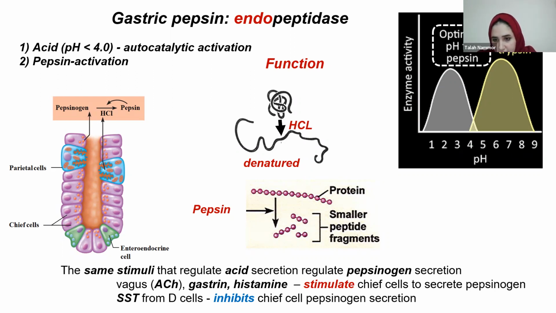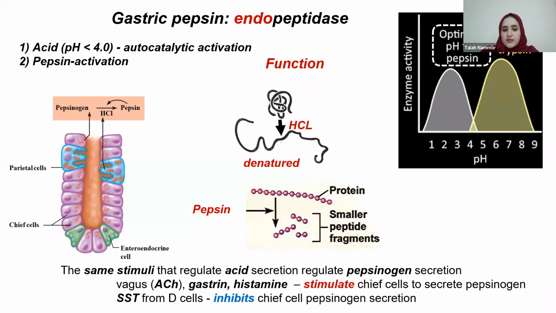What's the difference between antipeptidase and pepsinogen? There's no difference. It's just a fancy name for pepsinogen. So pepsinogen is an antipeptidase. You know how in medicine we have a lot of fancy names. It's just a very fancy name for it, and it really doesn't mean anything. It just means it needs to be activated. Okay?